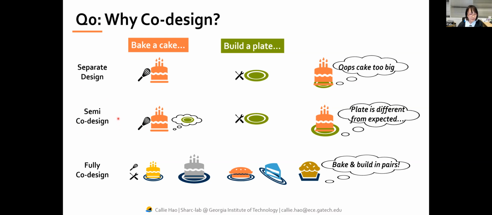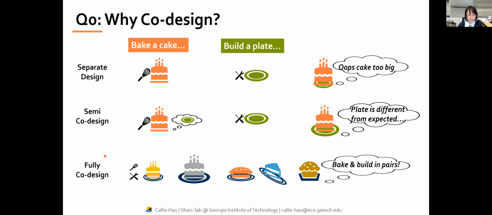And then for semi-co-design, what do we have? Well, it means that when we're baking the cake, we have the plate in mind, that we somehow can guess how large the plate is. And then we make an estimation: can my cake fit on the plate? And then we build the plate, and eventually we will have this pair. But, well, this is better, but it still can go wrong, that your plate might be different from what you expected. So if that happens, we still have to go back and bake the cake again.